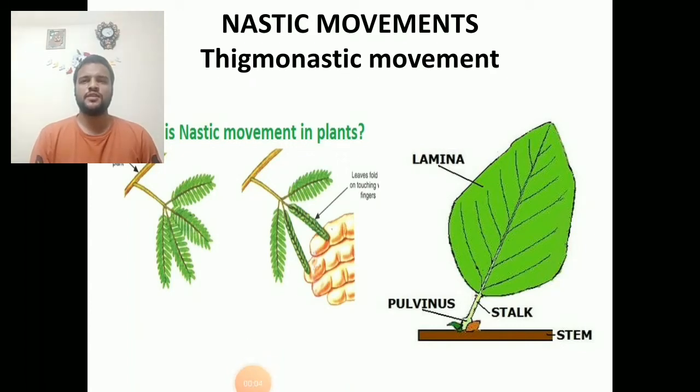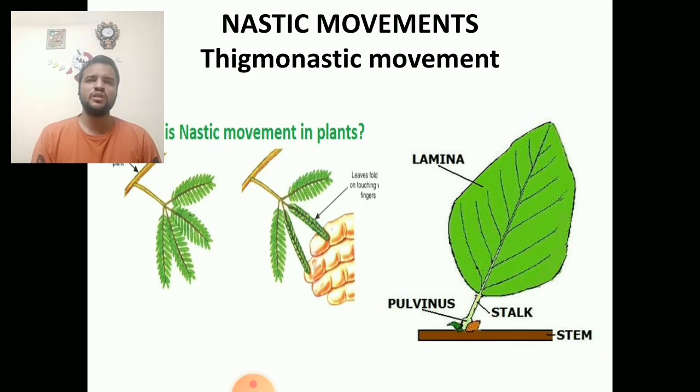So in last week we have studied the trophic movements, which are growth related movements in the plants. Now today we are going to talk about the Nastic movements. So what are Nastic movements? Nastic movements are responses to stimulus which lead to growth independent, non-directional movements.